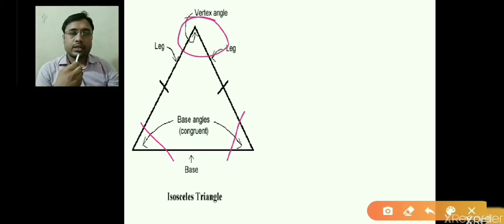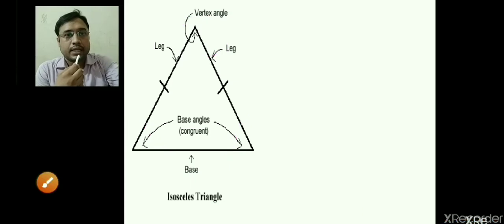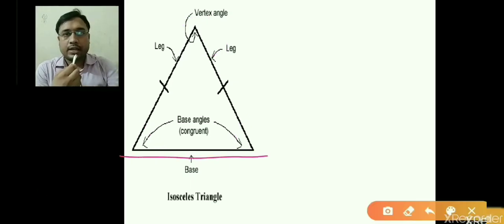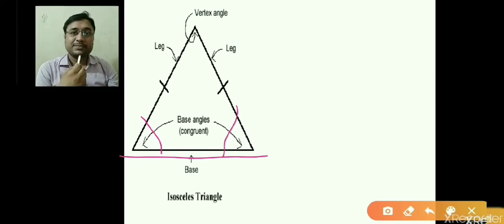Okay, so other than the vertex angle, the remaining two angles which are located at the downside, on the base, at the two end points of the base, are called the base angles. I hope it is clear, students.